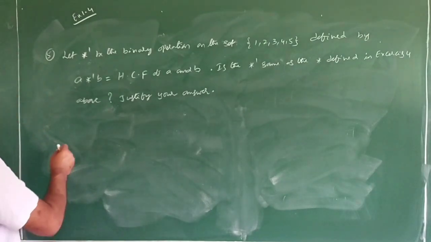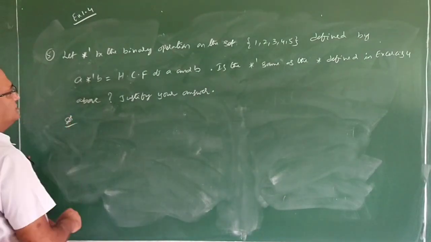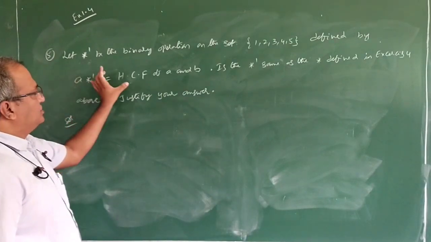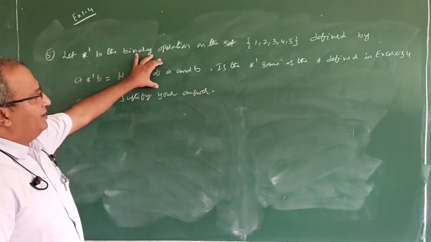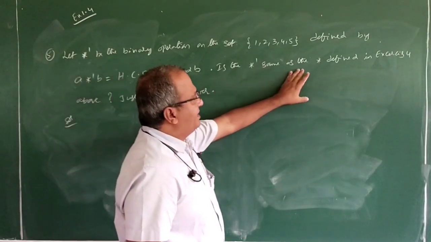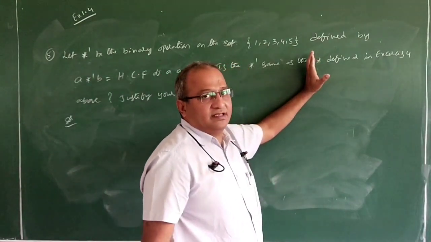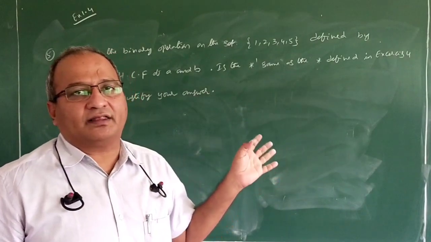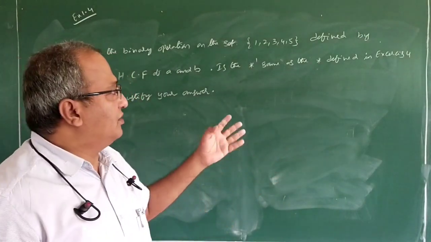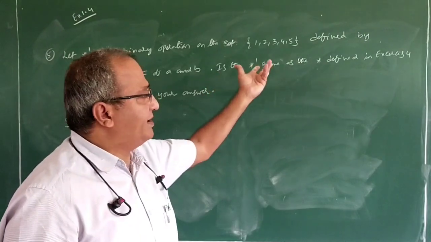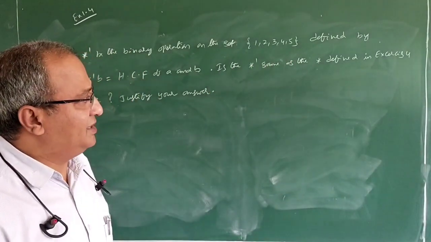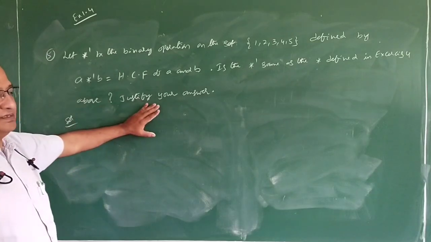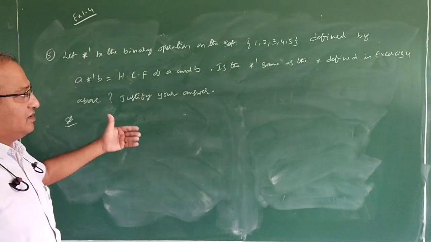So solution. What is given here? The binary operation on these two is HCF of A and B. Is star dash the same as the star defined in exercise 4? In exercise 4 we drew a table, so check whether this comes out the same. Therefore star dash is the same as the star defined in the exercise. They are asking yes or no.